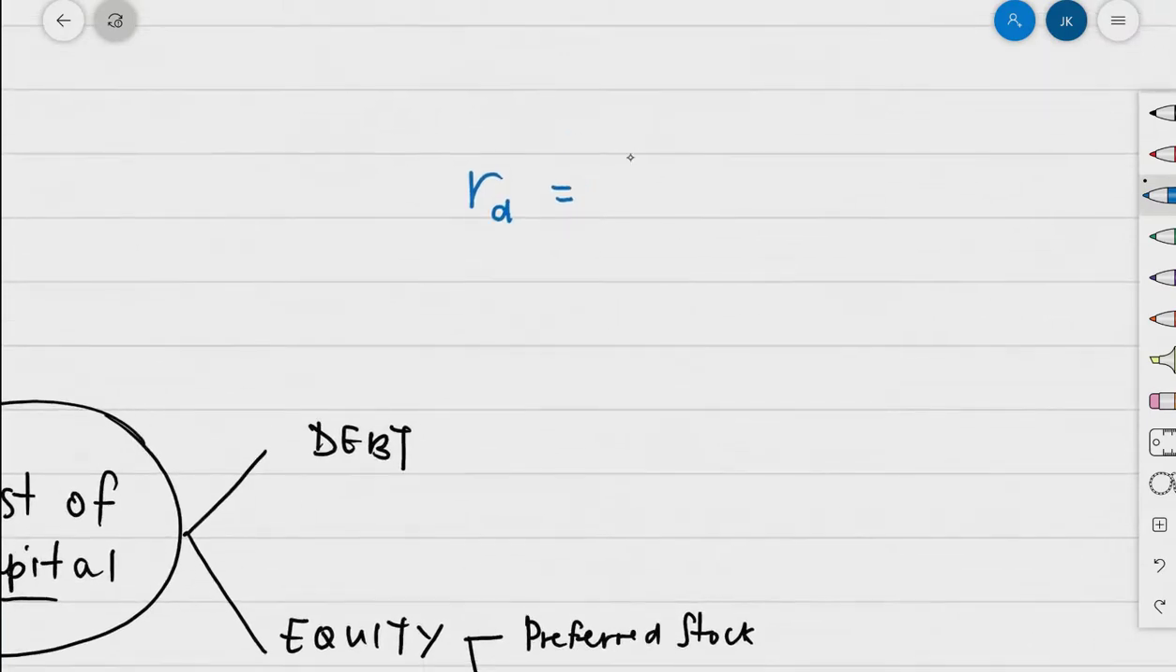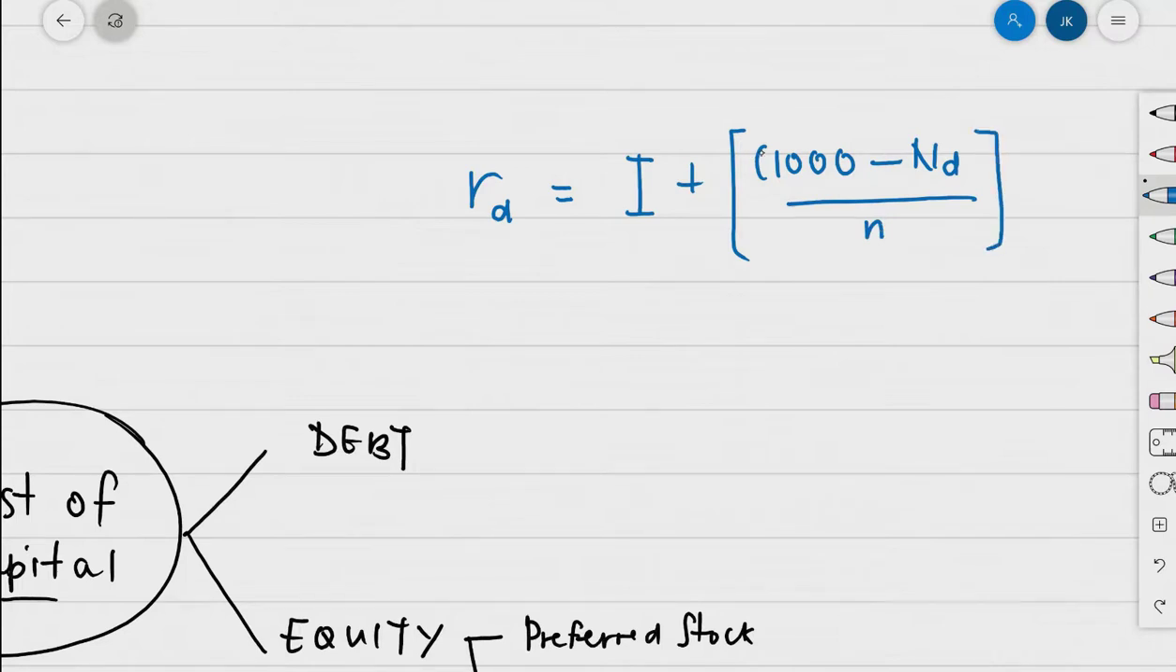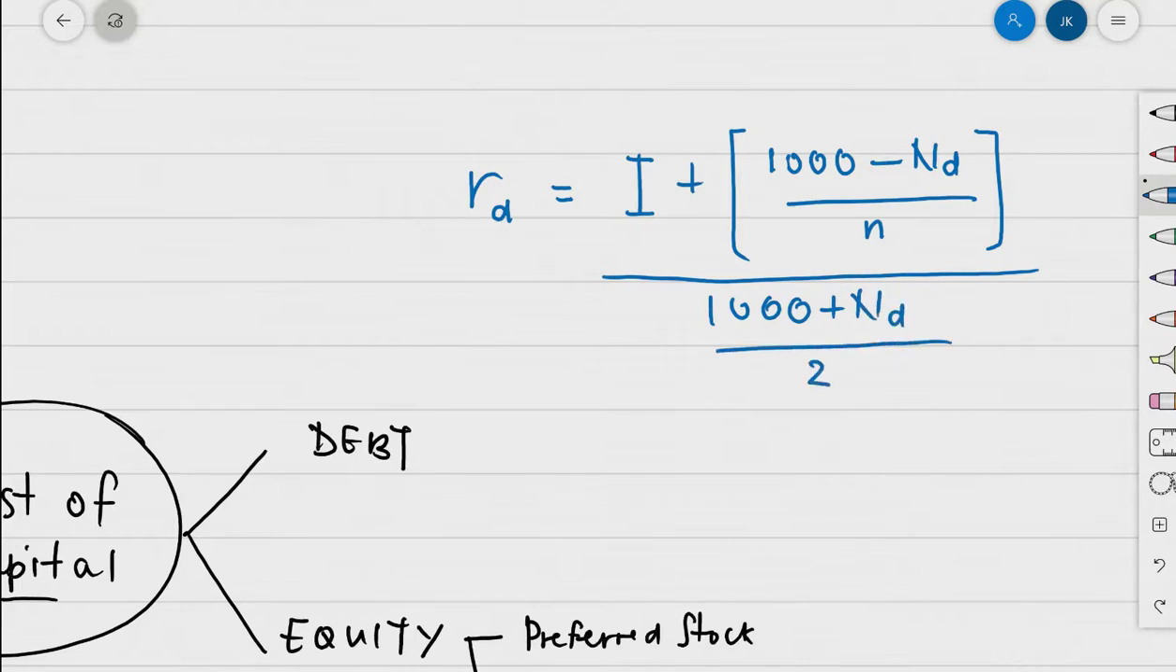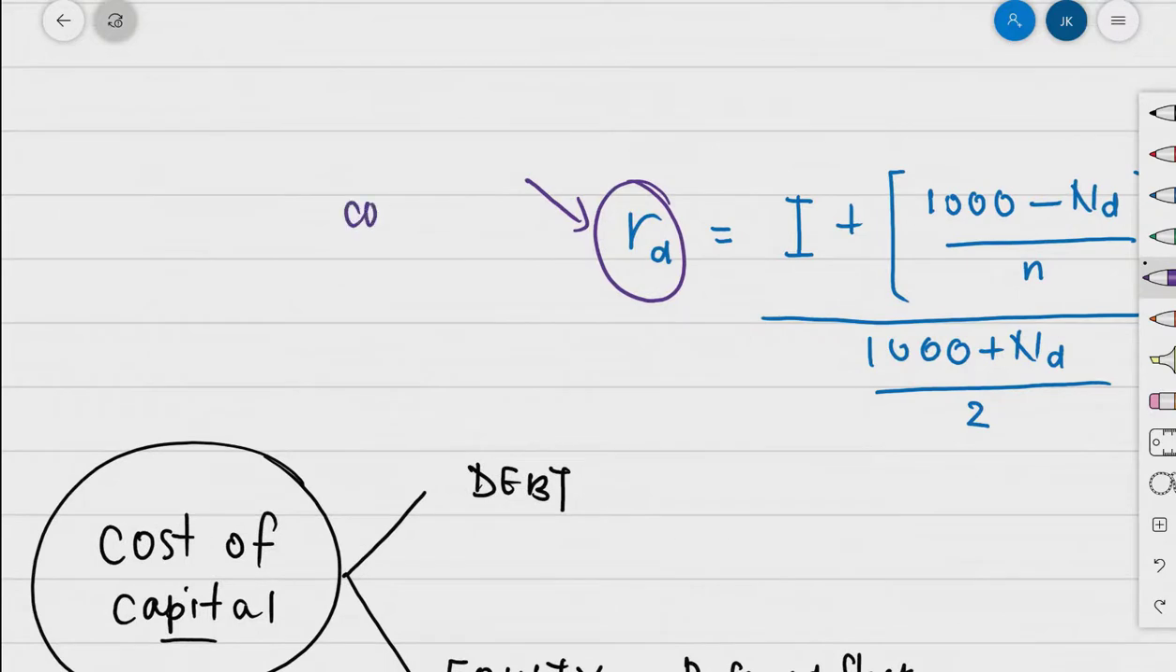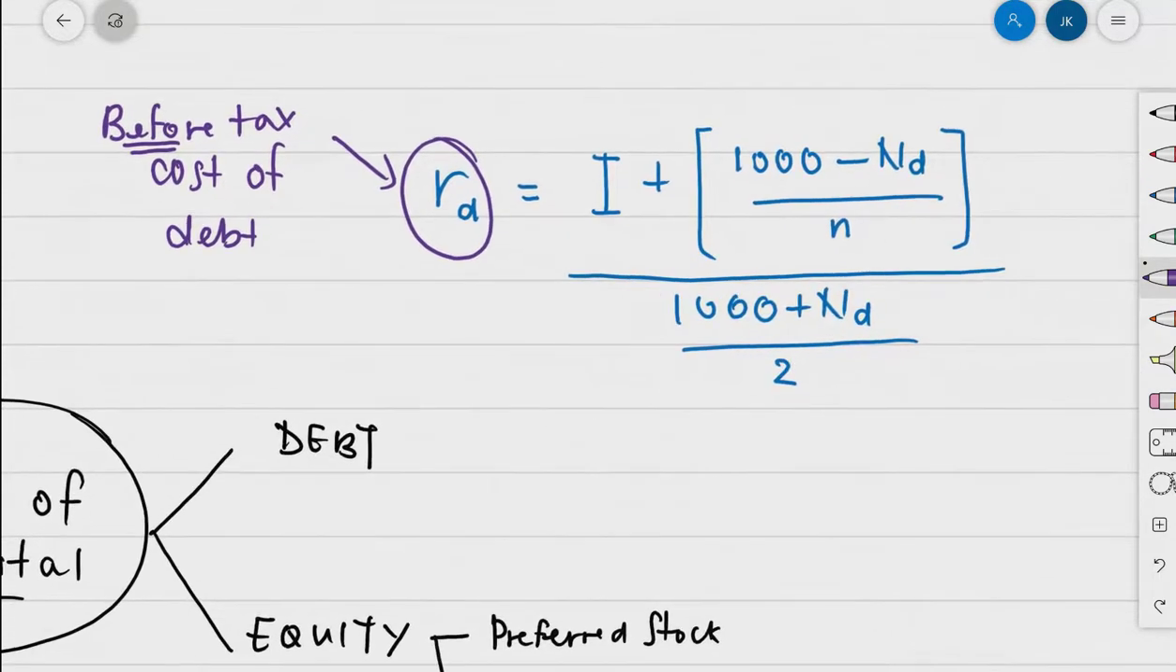RD equals I plus (1000 minus ND) over N, over (1000 plus net proceed) over 2. We have a name for it: this is what we call the cost of debt, but it's before tax. Just take note, RD is actually the before-tax cost of debt.